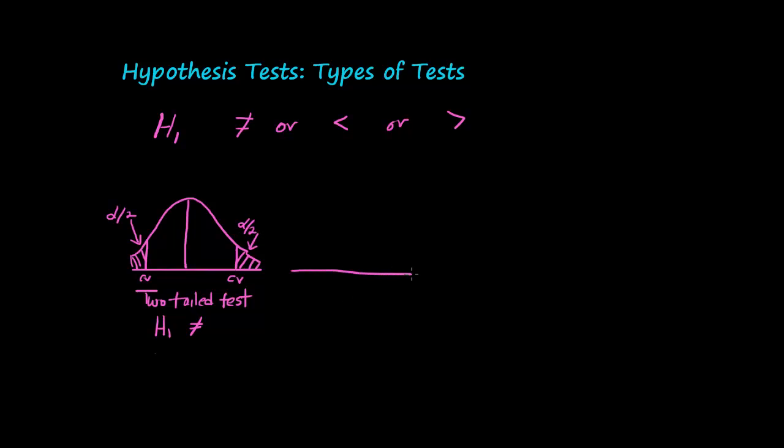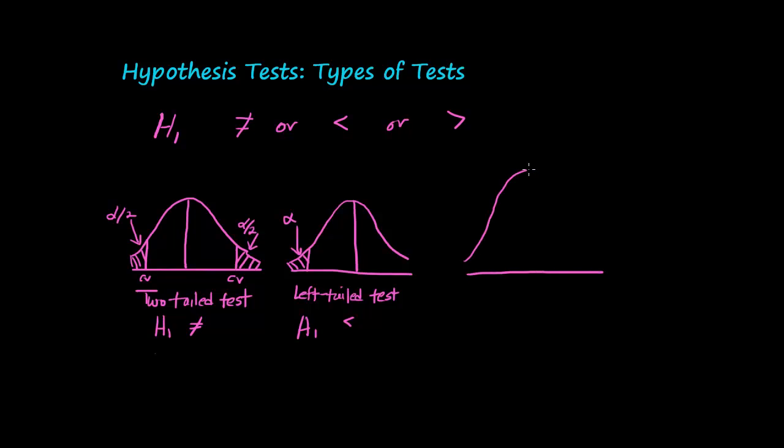Okay, we could have a test where the lower end is where all of the area of alpha is contained, and this is when we have a left-tailed test. When our alternate hypothesis involves less than. P is less than some value, or mu is less than some value. That would be the alternate hypothesis. Left-tailed, sometimes you hear lower-tailed.